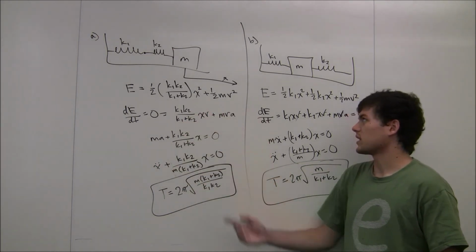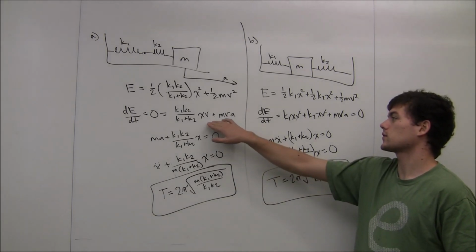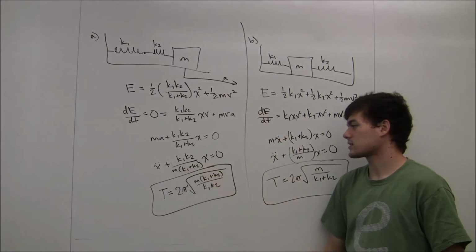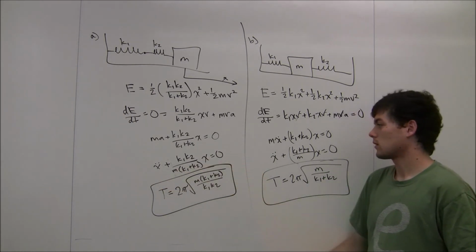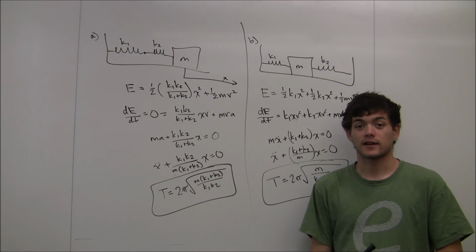So this is simply a different way that you can do this problem. You can differentiate energy if you know that it's conserved, and then you find exactly the same differential equation for harmonic motion, and you can do exactly the same calculation to find the period of the system.